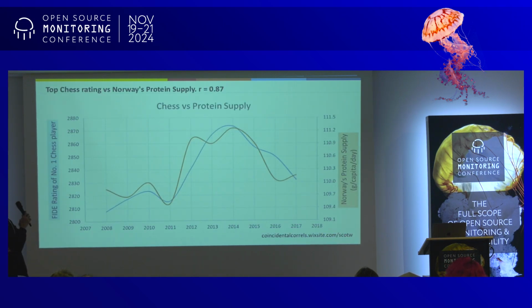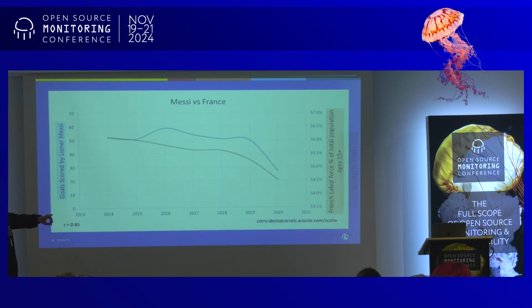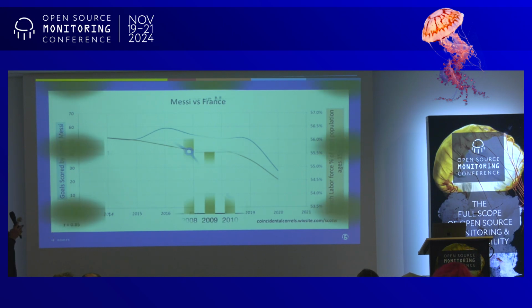So this one was kind of interesting. Chess ratings worldwide versus the amount of protein consumed in, I've forgotten where it was, Norway. So as chess ratings go up and down, so does Norway's consumption of foods. Messi goals versus the French labor marketplace. Pretty accurate, and you know he is getting a little on in years, so it might be a possibility that we're going to continue to see this decline.